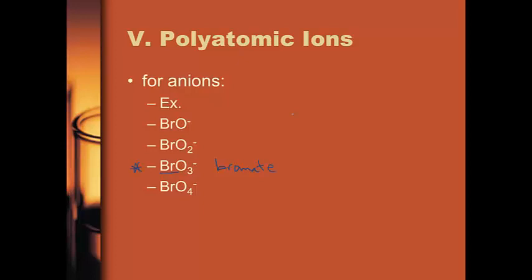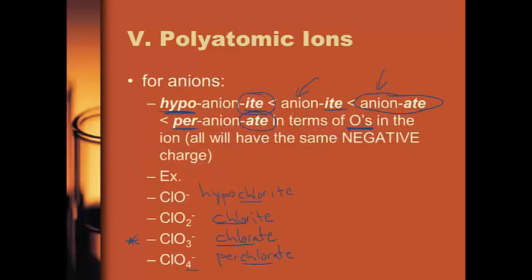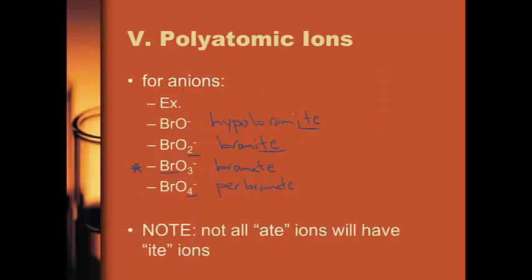Now, the rules still apply. One less O than the -ate, BrO3, this is called bromite. One less than that, you put hypo in front. Okay, and notice the -ites stay the same. One more in the -ate form, you put a per in front. Okay, so perbromate. So from chlorate, you learned basically, from this one right here, you learned 1, 2, 3, 4, 5, 6, 7 more.